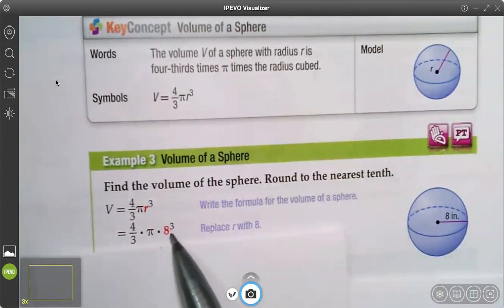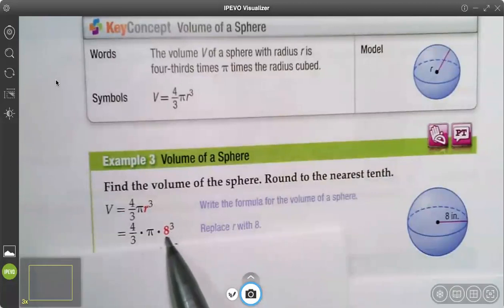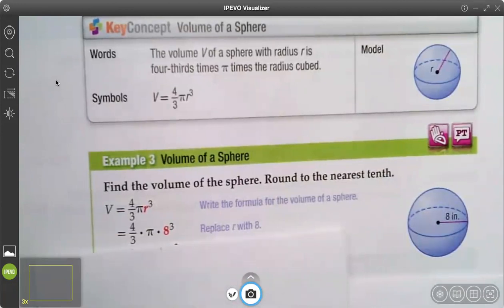If you know the formula and you know how to do order of operations, it's easy to plug in. It's one thing, the radius. Now, what is important is that we know order of operations, we have to do this exponent before we multiply. So the first thing you have to do is 8 cubed in a scientific calculator, or 8 times 8 times 8 in a regular calculator. Once you do that, you can say times pi times 4/3, and boom, you got your answer.